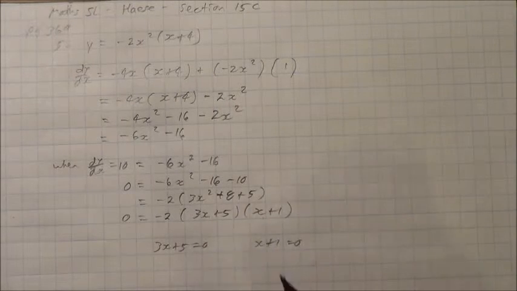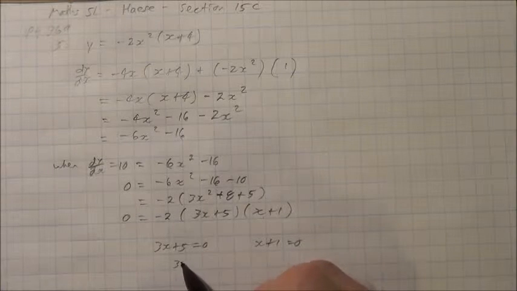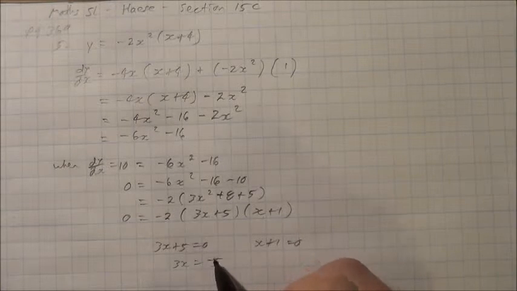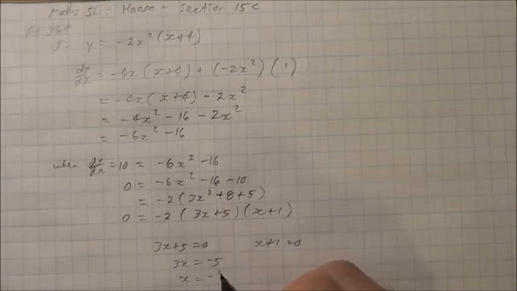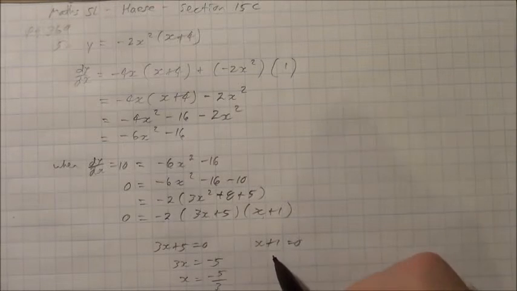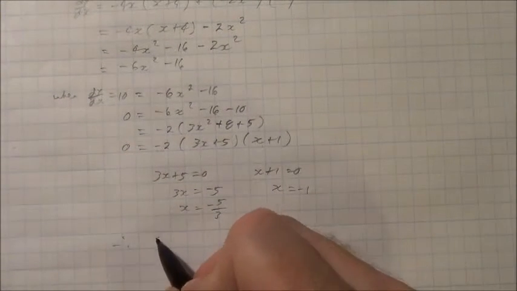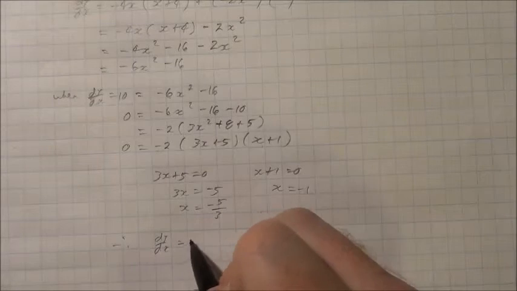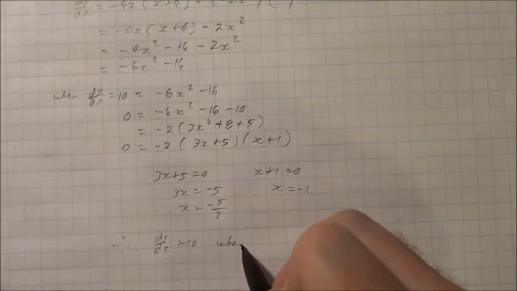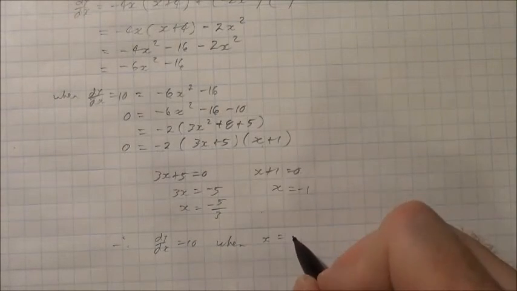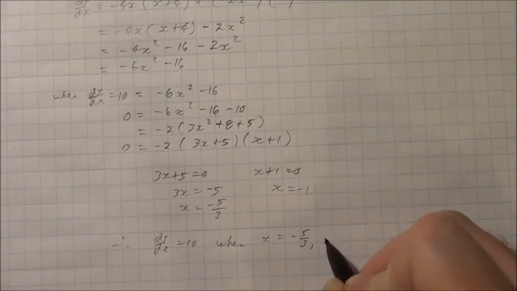So this is an either or case. So then I'll just solve for x in both cases. So x equals either negative 5/3 or x equals negative 1. So therefore, dy by dx equals 10 when x equals negative 5/3 or negative 1.